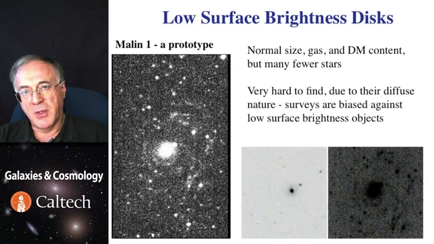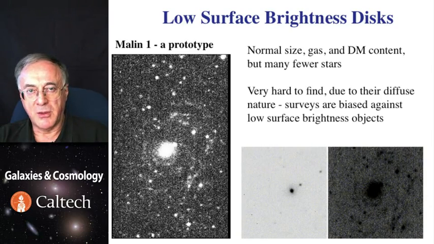And the interesting thing about these galaxies is that they seem like normal spirals in every other way, in terms of the amount of gas, rotation curves, total masses, and so on, except they haven't made many stars in their disks. And the reasons for this are still unclear. One of the first large low surface brightness disks is called Malin 1; the two panels on the lower right show a normal contrast picture and a really high contrast picture.